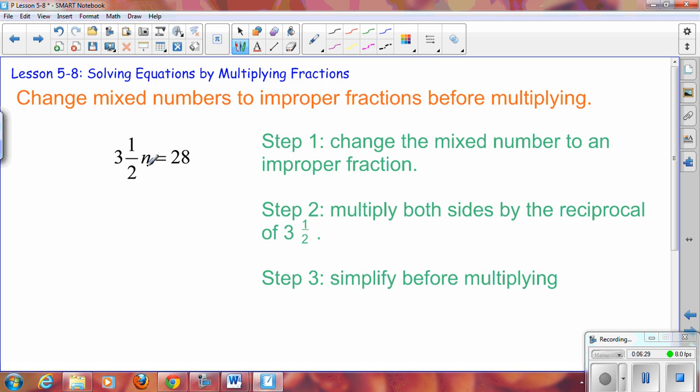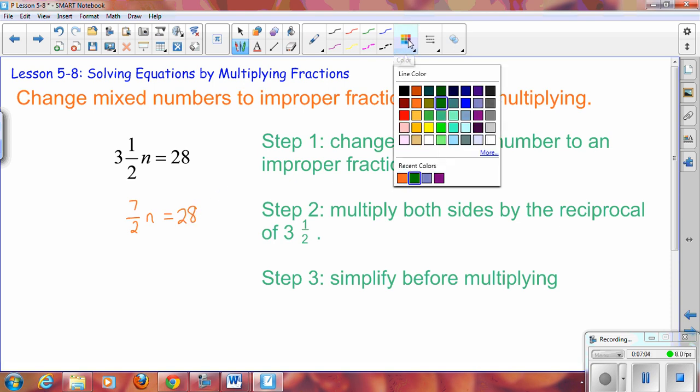Okay, if you have a mixed number with a variable, you have to turn it into an improper fraction. Just like any time you're multiplying or dividing with fractions, you need them to be in improper fraction form rather than mixed number form. So the first thing you're going to do is turn this into an improper fraction. 3 times 2 is 6 plus 1 is 7. So what you actually have is 7 over 2n equals 28. Okay? Then we can go on and do the problem.